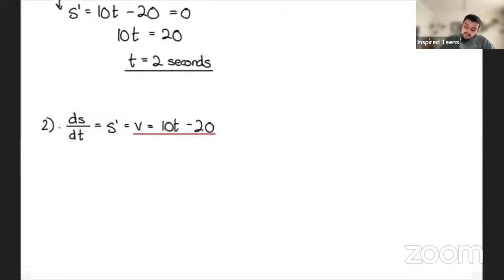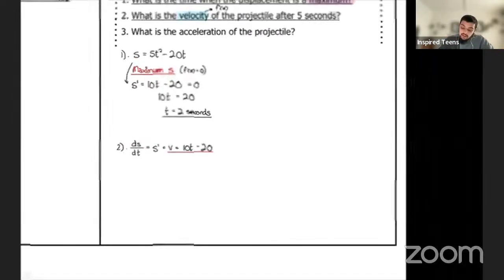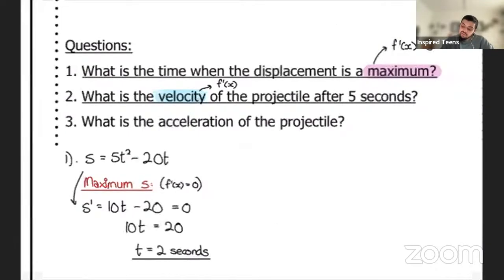The equation for velocity is 10t minus 20. How did we get that? By deriving the equation of the displacement. Then what did they say? What is the velocity of the projectile after 5 seconds?